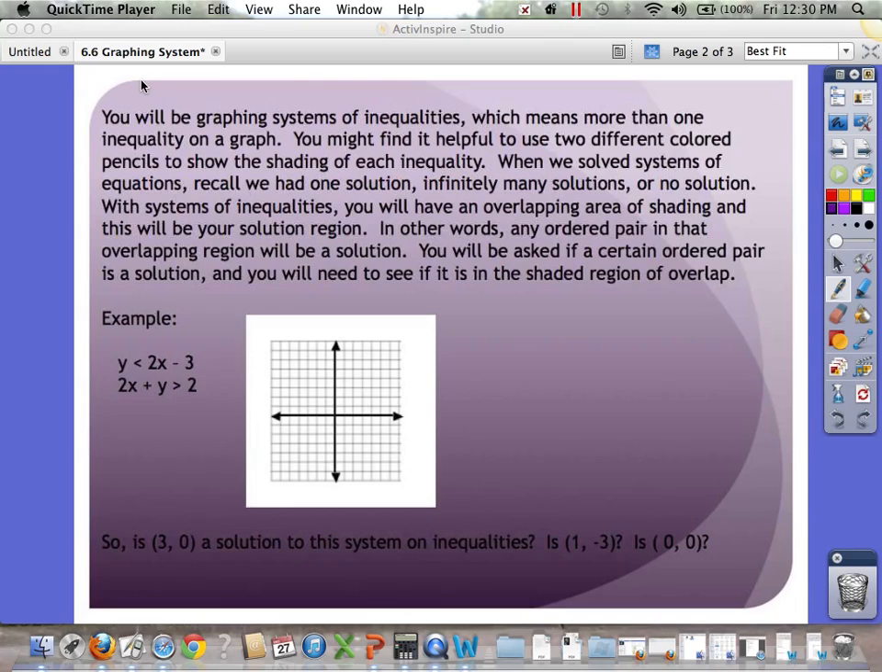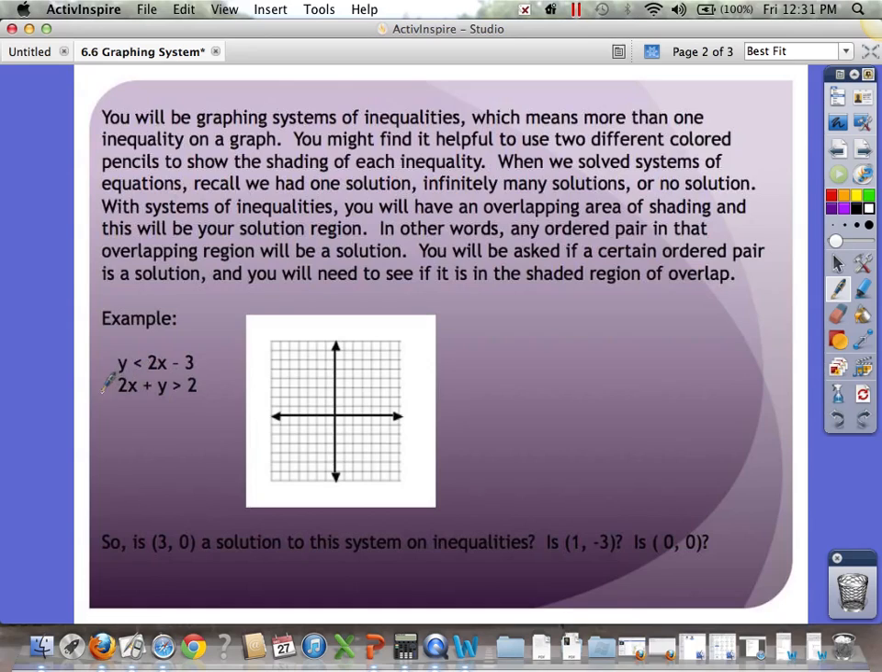So there's a lot of little steps you just have to keep in your head, but it's really very, very simple. All right, so the first problem says y is less than 2x minus 3, and remember I want you to say it out loud. And then the next inequality says 2x plus y is greater than 2. Well, the first inequality is solved for y, but the second one is not, so we need to fix that first.